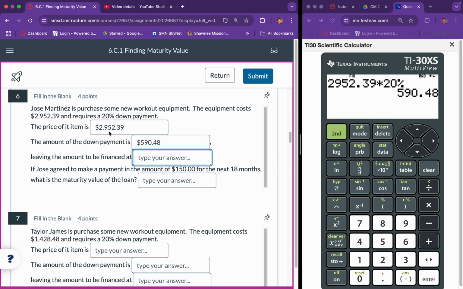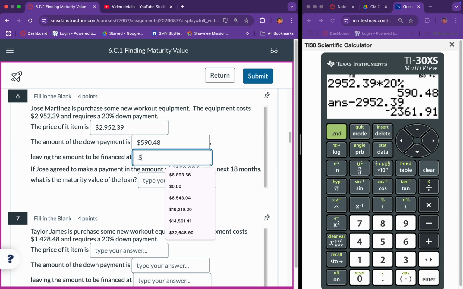That means he's got to finance the rest of it. So we're going to subtract $2,952.39. And because we put the problem in backwards, we're going to get a negative sign. He owes the company $2,361.91. So this is the cost of the item. This is what he was able to pay them. And this is what he's going to finance. He's going to say, I want to borrow from you $2,361.91. And they are going to say, okay, we will lend you $2,300.